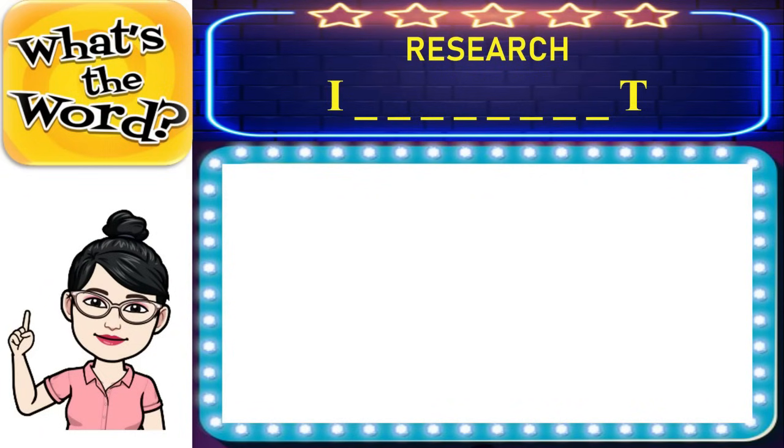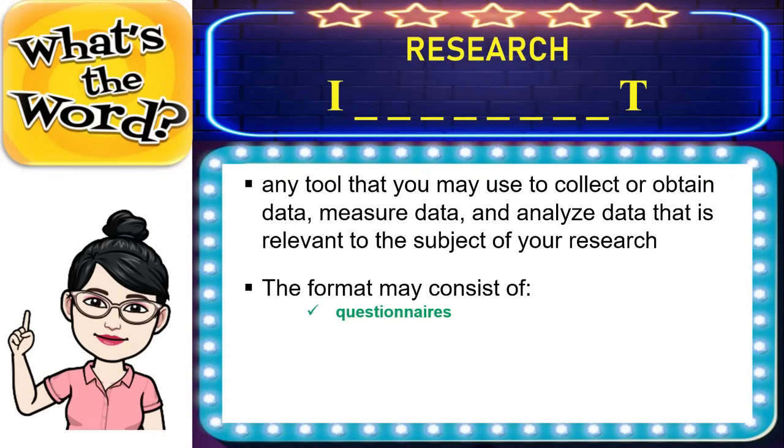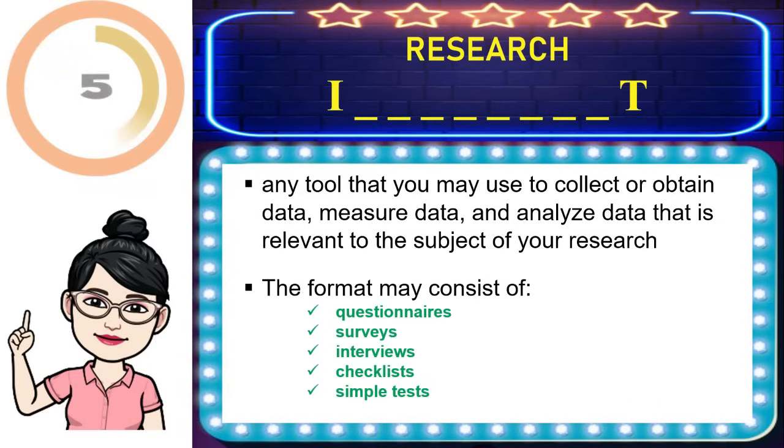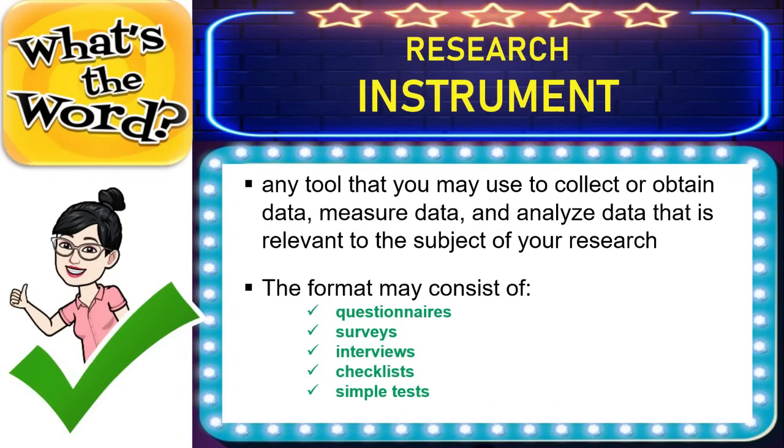Now, let's proceed to our next word. It is any tool that you may use to collect or obtain data, measure data, and analyze data that is relevant to the subject of your research. The format may consist of questionnaires, surveys, interviews, checklists, or simple tests. The answer is research instrument.